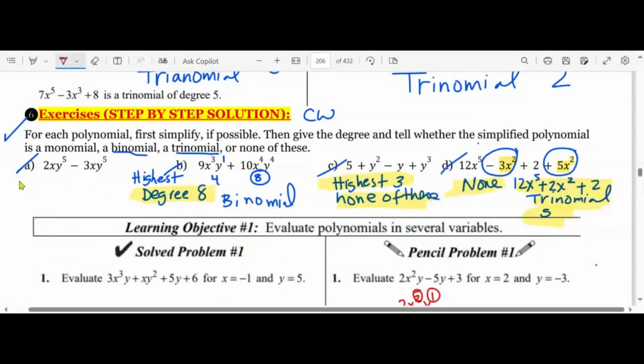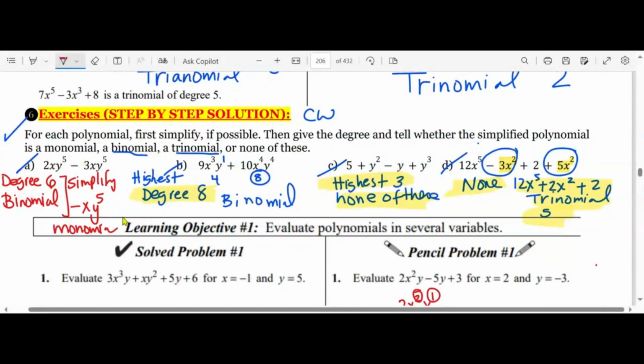Well, let's do it. So now, how much? What's the highest power, the degree? 5 plus 1. 6. Yeah. And right now it's a binomial, right? Yes. We can make it a monomial. Now, after simplifying, it becomes what? Negative x y to the power of 5. It becomes what? Monomial. Yes.